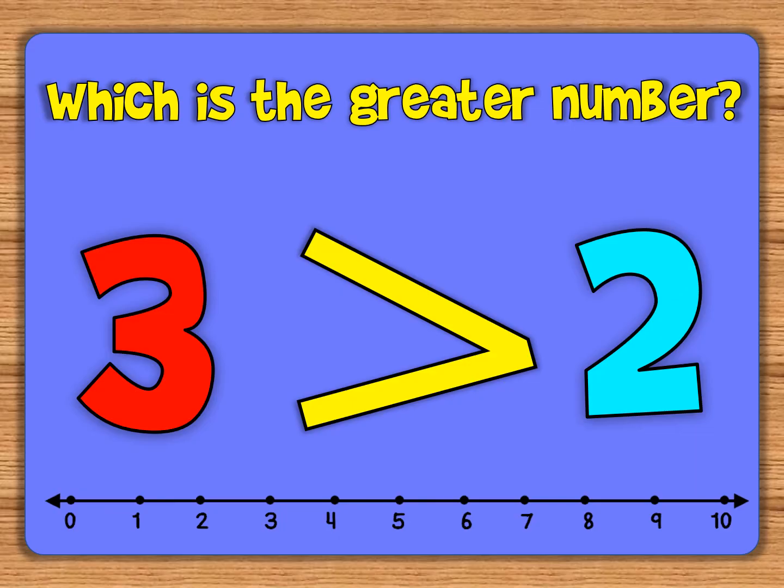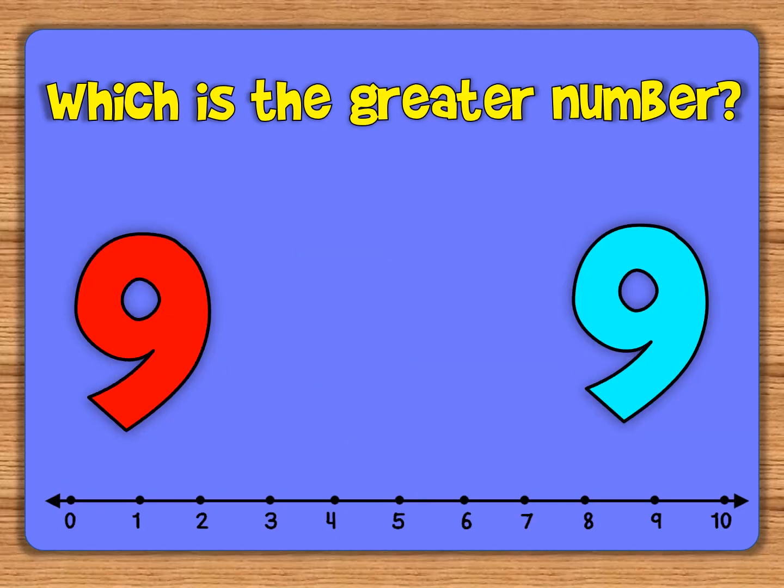Let's try another one. Which number is greater? We have the same number 9 on both sides. What do you think alligator will do? He will close his mouth. That's it. They are the same. So he will close his mouth. When we look at this sign, we say equal to. So let's read from the left to the right. We say 9 is equal to 9. They are the same.